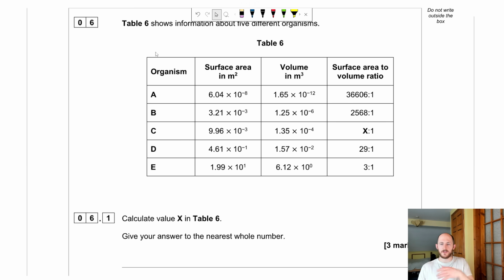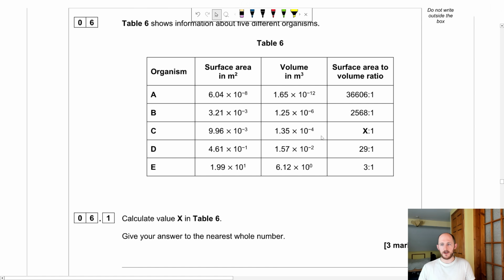Here's another style of question they can give you. So here we have a table of different organisms with a bunch of surface areas and volumes and the surface area to volume ratio. And all we have to do is calculate the value x, so basically calculate the surface area to volume ratio of organism C.